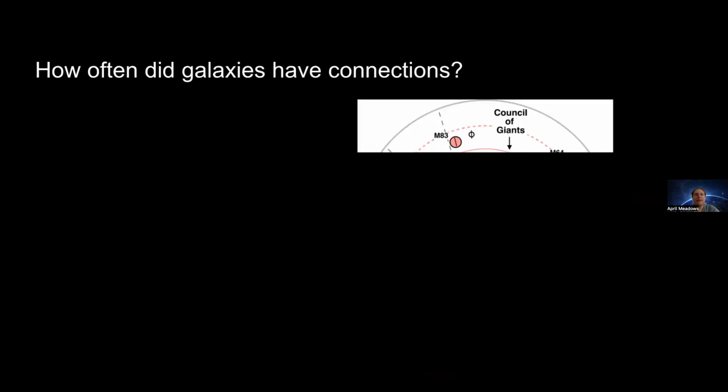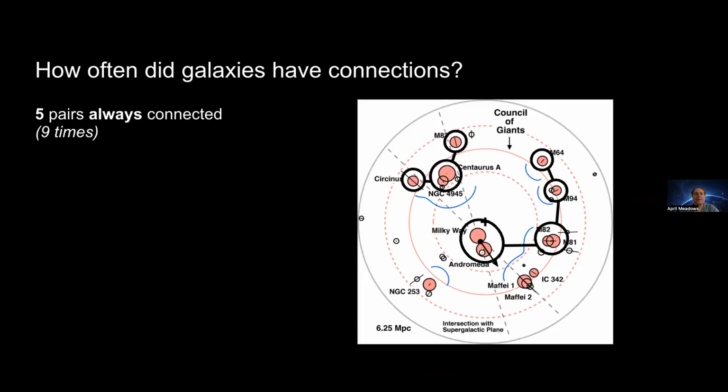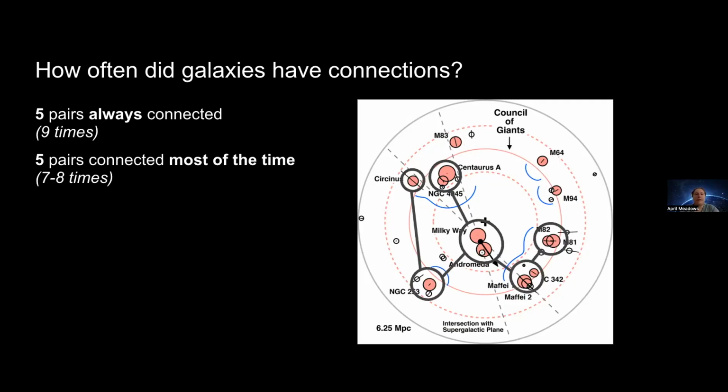All right. So, how often did galaxies actually have connections? Well, these 5 pairs here, which are highlighted on the screen, always connected. We analyzed a total of 9 plates for this experiment because the other plates that we did either died too quickly or didn't have substantial connections for us to analyze. So out of those 9, these 5 pairs always connected. And then 5 pairs actually connected most of the time, so that was considered 7 or 8 times out of the total 9.